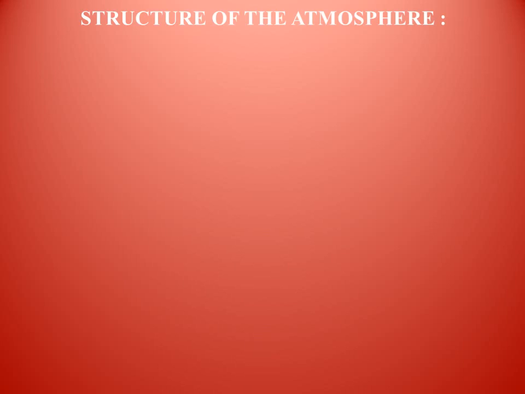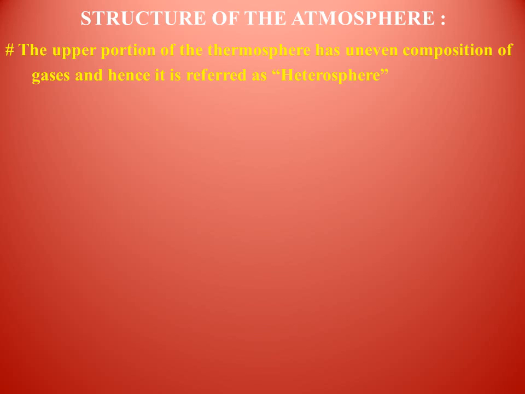The upper portion of the thermosphere has uneven compositions of gases, and hence it is referred to as heterosphere. Here, the temperature increases with increasing height. Ionosphere is a layer of the thermosphere that contains ions and free electrons. Radio waves transmitted from Earth are reflected back to the Earth from this layer.